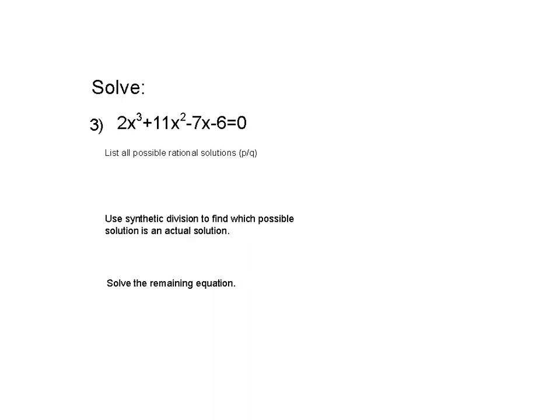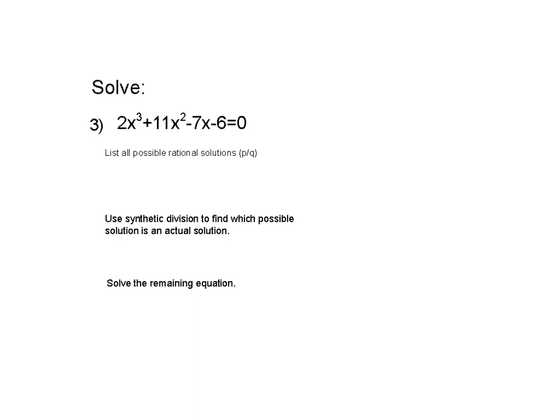Now, let's try a problem from scratch. We want to solve 2x cubed plus 11x squared minus 7x minus 6. Okay? No hint is given. So what are we doing? We're guessing and checking. Should I just guess any random numbers, like 7 or 1,000,000? Well, that might take forever.